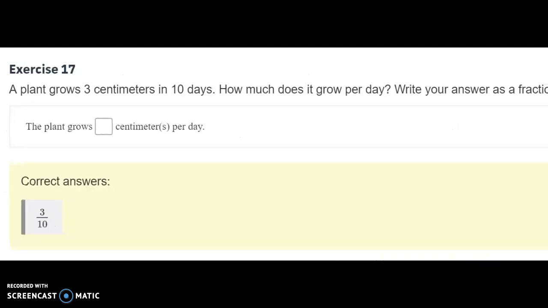Again, I am not even doing centimeters. How much does it grow? It grows 3 centimeters in 10 days. Write it as a fraction, 3 over 10. Done.